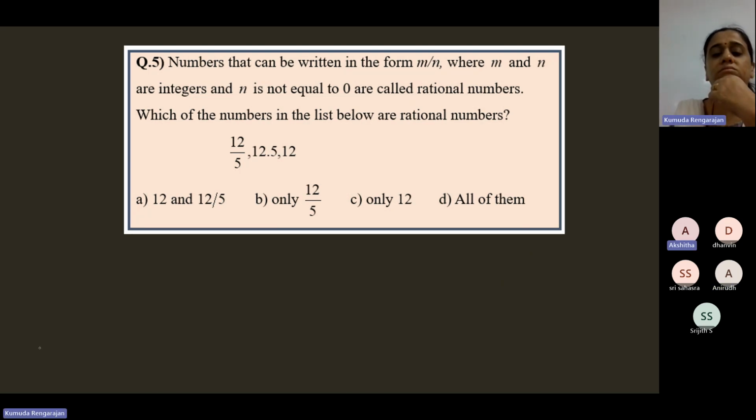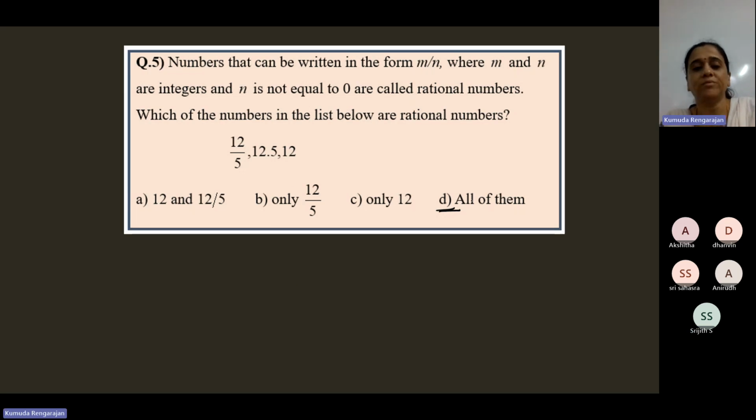Ma'am, I think all of them. Ma'am, all of them. 12 by 5. Only 12 and 12 by 5. Okay, Sahasra, only 12 by 5. Okay. Ma'am, all of them. Correct. The correct option is all of them.